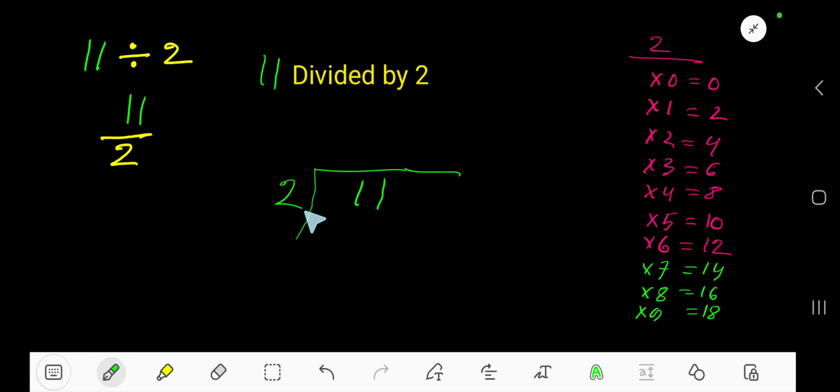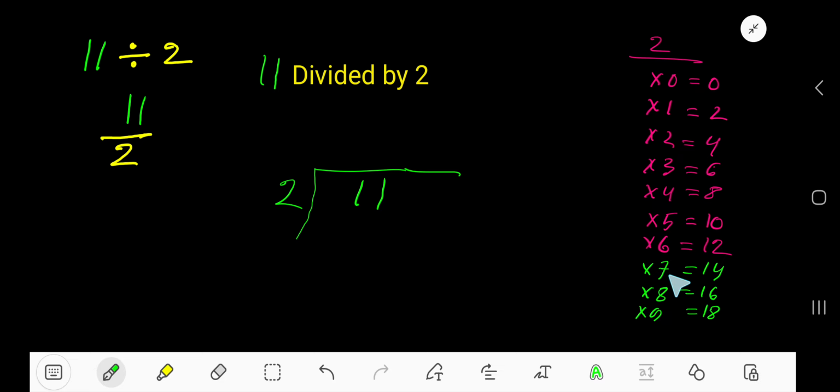11 divided by 2. 2 goes into 11 how many times? Look, here the first digit is 1, which is less than 2. So consider this: this is the 1's place, this is the 10's place. So our quotient will be over the 1's place, since we are considering the digit in the 1's place.